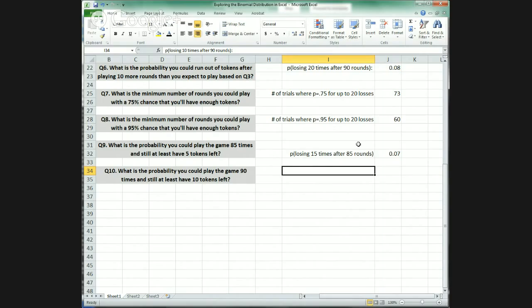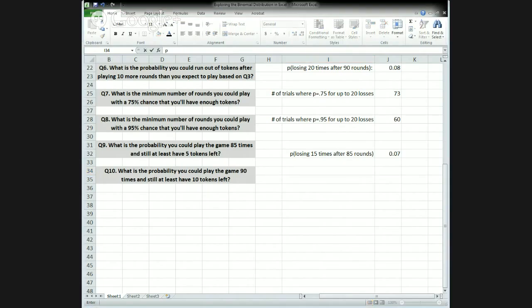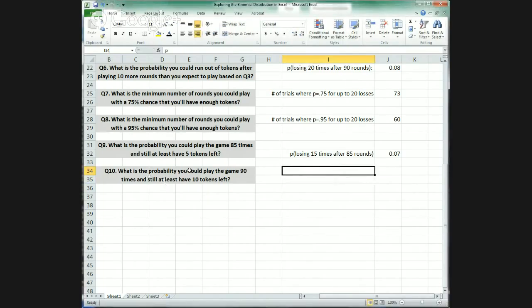This question is, what is the probability that you could play the game 90 times and still have at least 10 tokens left? So you have to remember how to get the number of losses. So the probability of losing, and how many times are we losing now? If we want at least 10 tokens left, then we're losing up to 10 times. So the probability of losing 10 times, and this time we're playing 90 rounds.